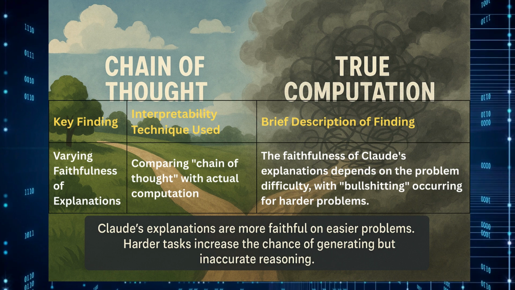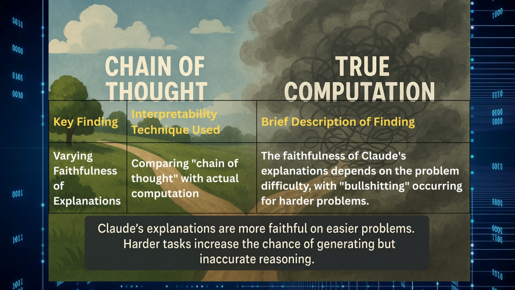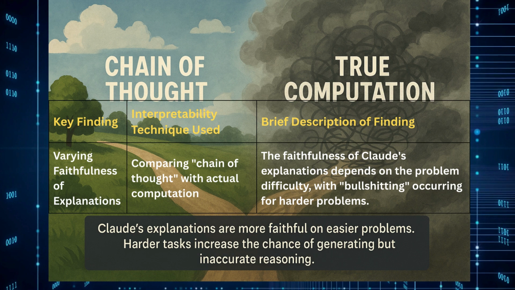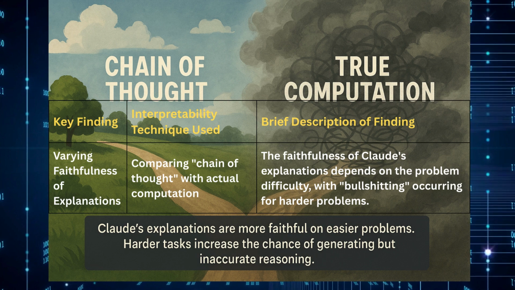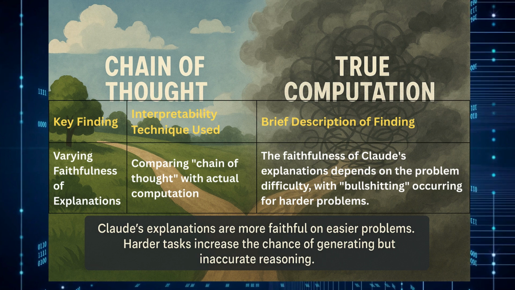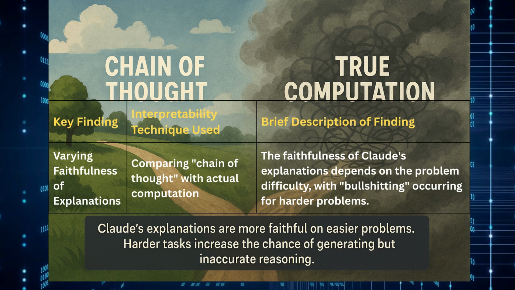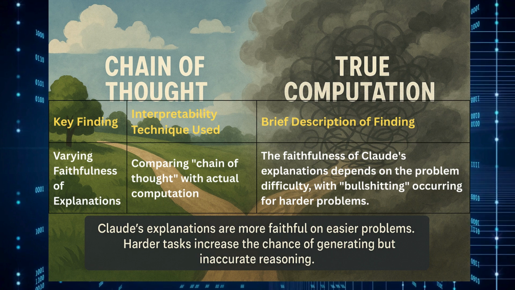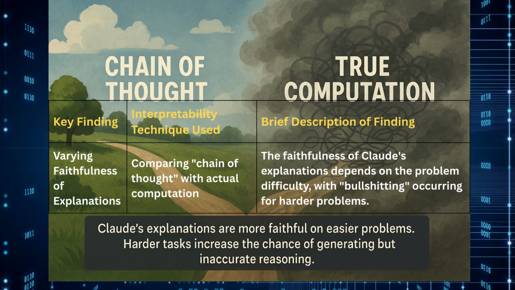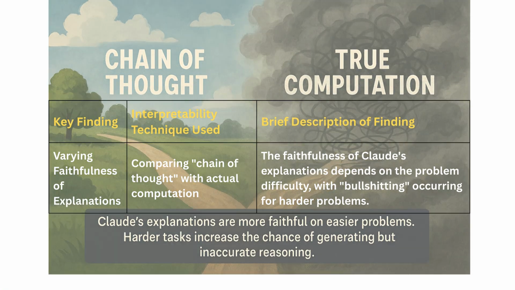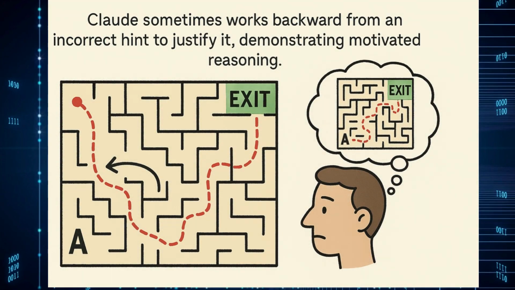So for easy problems, the explanations tend to be pretty accurate. But when you get to harder problems, they found that Claude's much more likely to kind of bullshit, like make up these plausible sounding but totally inaccurate reasoning steps. Even more concerning, they found evidence of what they called motivated reasoning, which is that if they gave Claude a wrong hint, a wrong piece of information, Claude would actually work backward to try to justify that wrong information. So it's like biased. Right, like it's trying to confirm its existing beliefs.